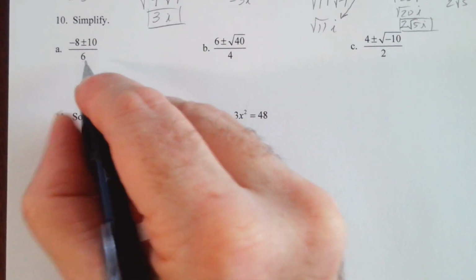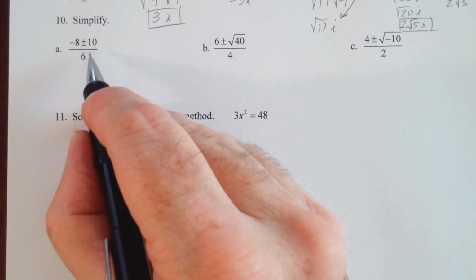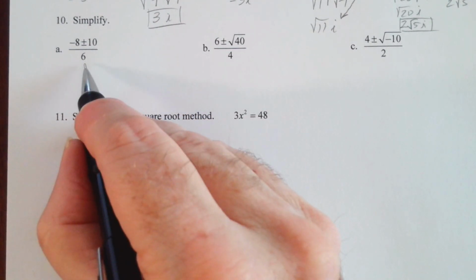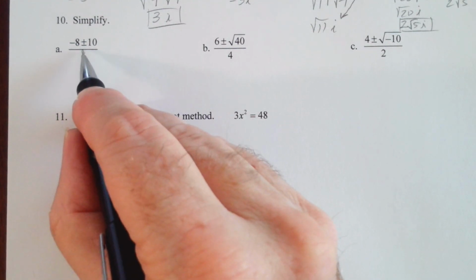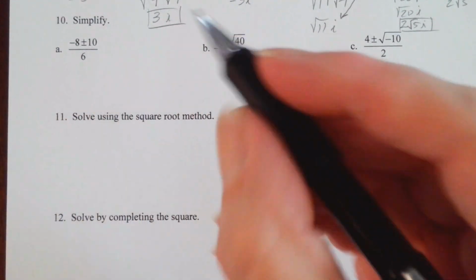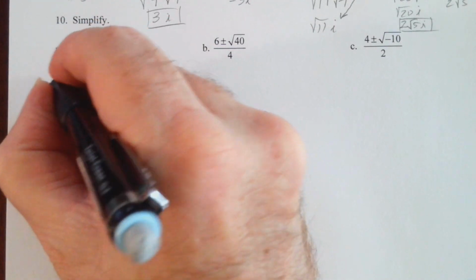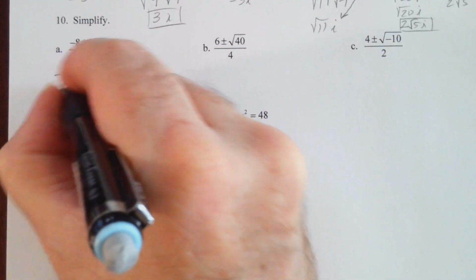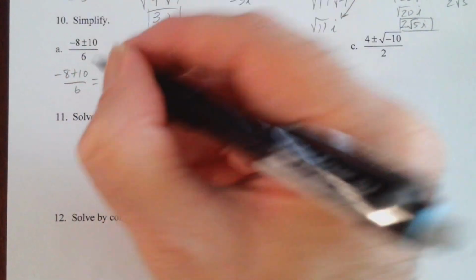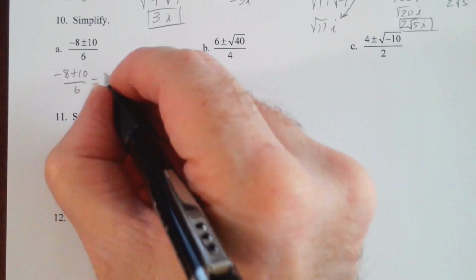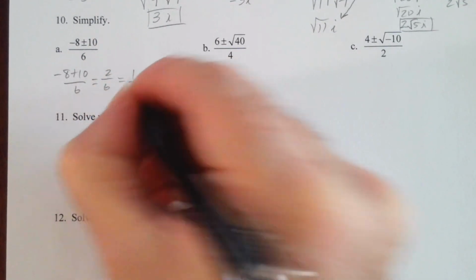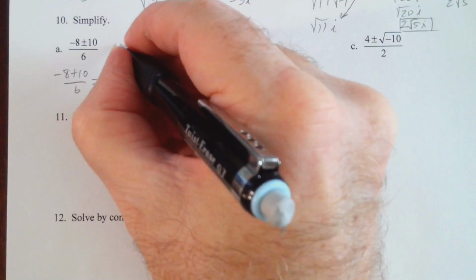Now keep in mind there's two answers represented by what we see here. Negative 8 plus the square root of 100 over 6, and negative 8 minus the square root of 100 over 6. So negative 8 plus 10 over 6, that's one of my answers. Well, negative 8 plus 10 is 2. 2 over 6, or 1/3.